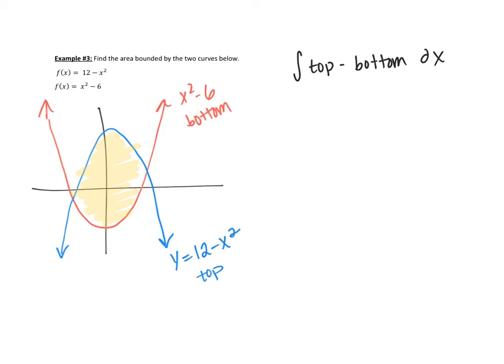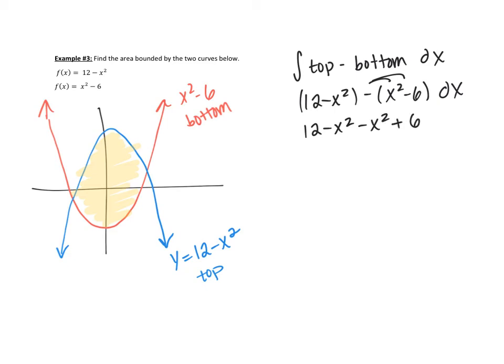dx. So my top is 12 minus x squared, and my bottom is x squared minus 6. And I'm going to subtract them. So 12 minus x squared minus x squared plus 6.